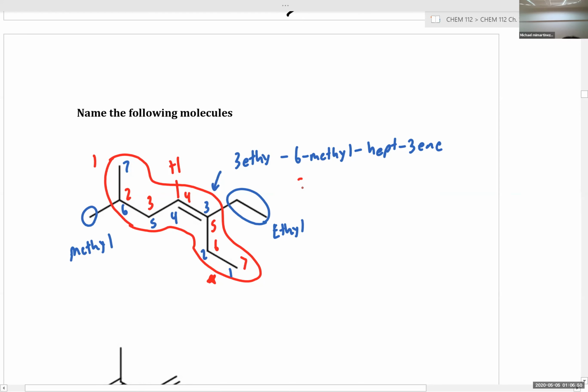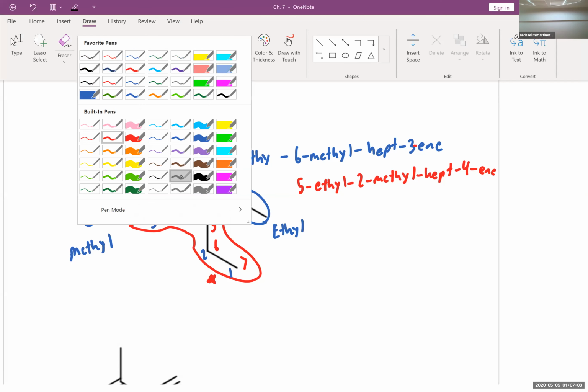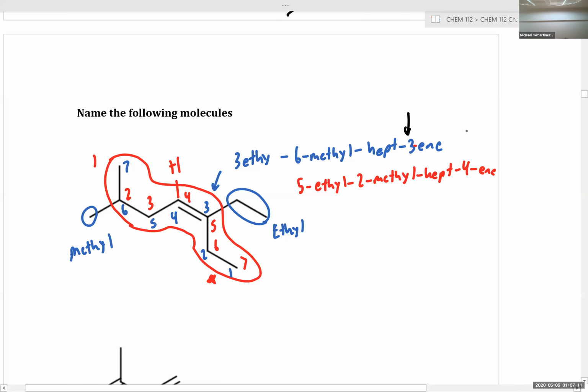In this case, we'd have 5-ethyl, 2-methyl, hept-4-ene. Now, when we talked about the preferred naming method, we care about our alkene numbering first and foremost, and which counting method gives us the smallest alkene locant number. Which method gives us the smallest alkene locant number? Blue. So the blue name is preferred.